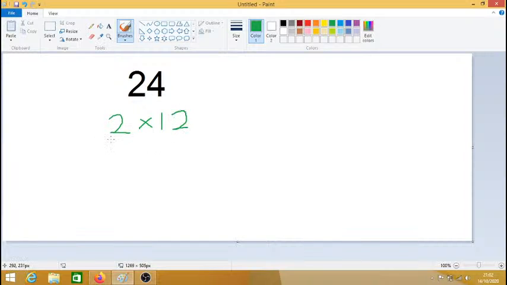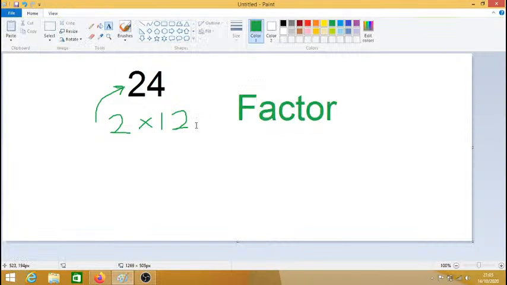So any number that can make 24, as long as we're using multiplication, is called a factor. So here, the 2 can make 24, it's a factor of 24. The 12 also can make the 24, it's a factor of 24. I can also use 6, 6 can make 24, because 6 times 4 is 24. 24 can be used to make 24, because 24 times 1 is 24.